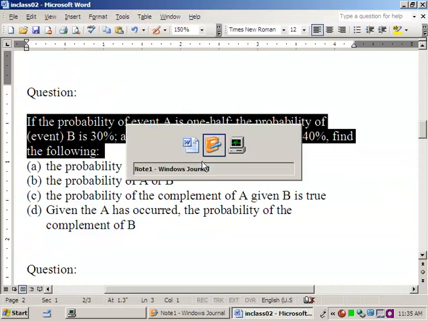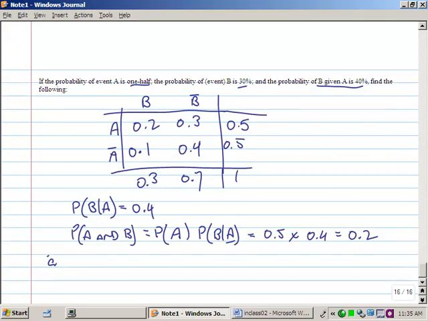Alright, part A, find the probability of A and B. Well, we did that to complete our table, and that's the top left-hand corner. So this number here.